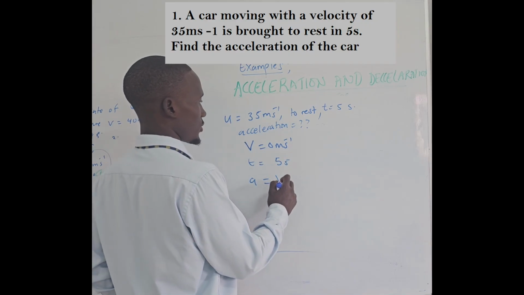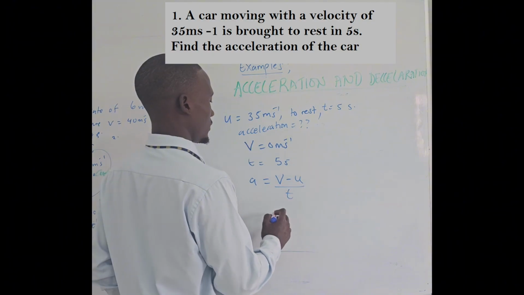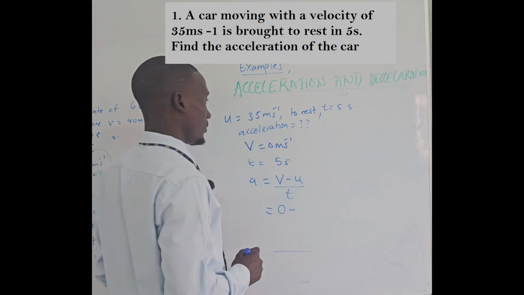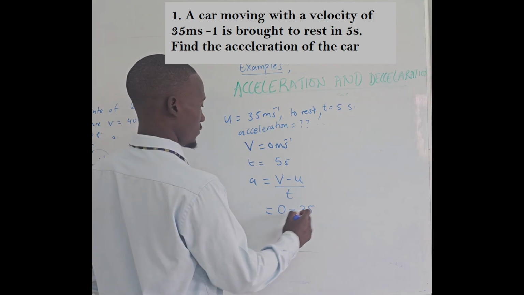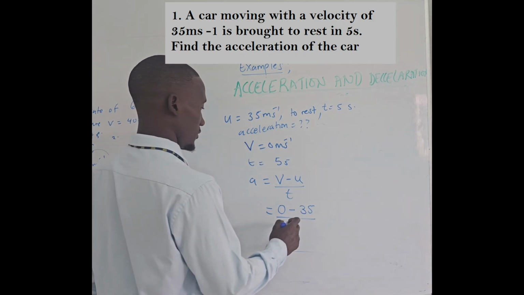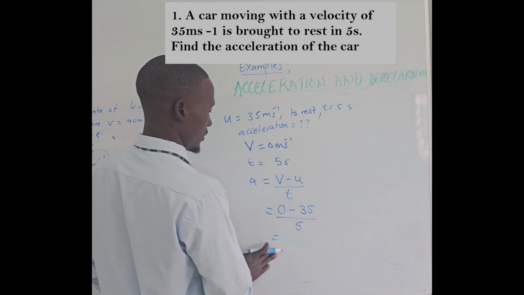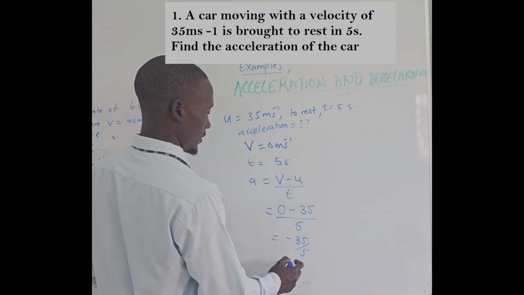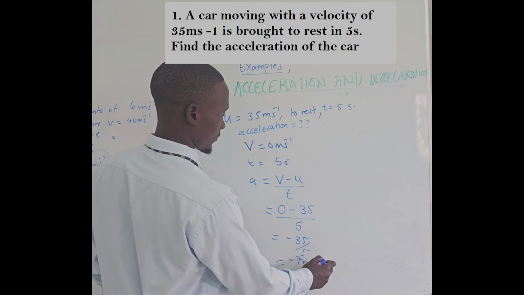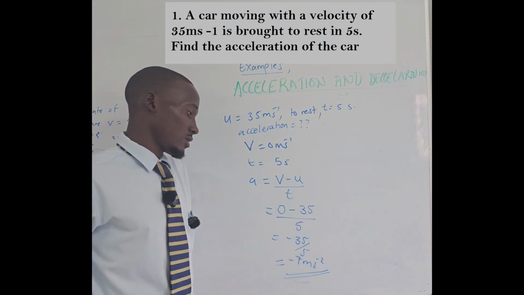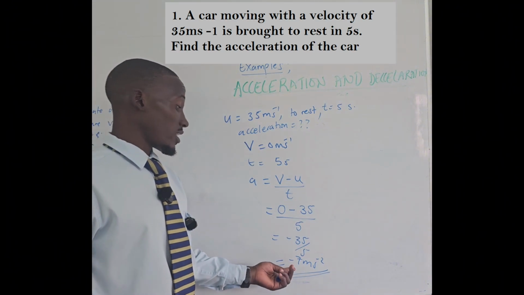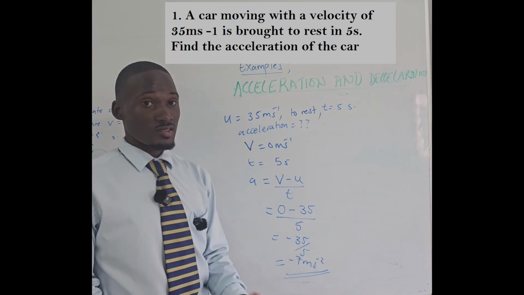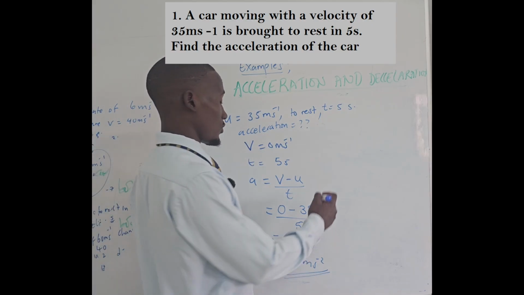So we know that acceleration is v minus u over t. And the v in this case is going to be 0 minus u, which is 35, over that t, which is 5. So in this case, you're going to have negative 35 over 5. And this gives us negative 7 meters per second squared. So you can see that we are getting a negative. It implies that we are having a decrease in velocity. We are having a deceleration.